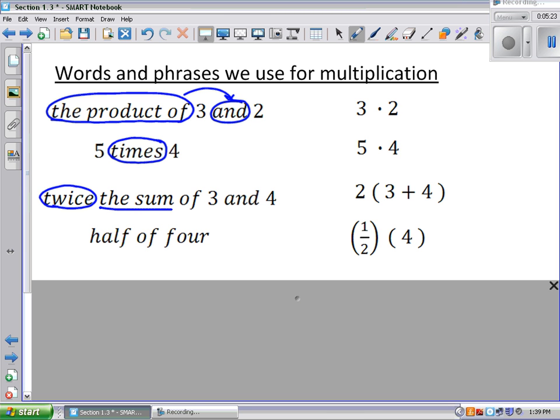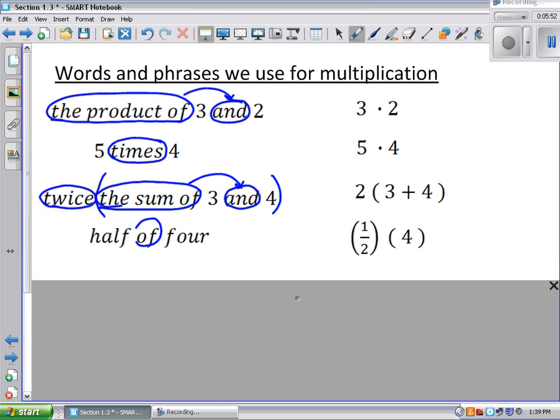Twice the sum of and. Remember, the sum of and go together. We want twice the sum. You have two phrases right next to each other. Put parentheses around that second phrase. And twice is a word that we use to mean 2 times. Okay, or we want to double the sum. So 2 times, parentheses, 3 plus 4.